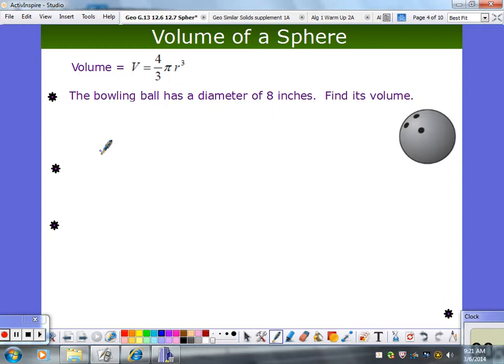So I've got my bowling ball here. It's got a diameter of 8 inches. So I want to find volume. Its diameter is 8. What's the radius? 4. So that's going to be 4/3 pi times 4 to the third power. And 256 pi over 3, I think that comes out. Somebody check me.